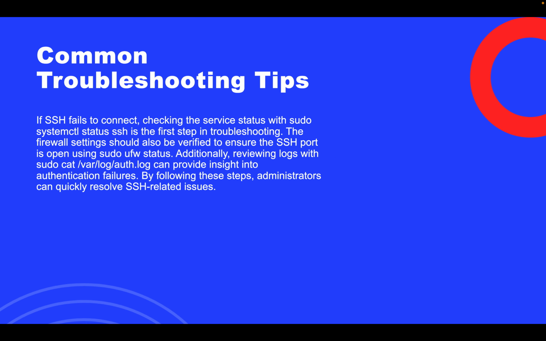For troubleshooting tips, if SSH fails to connect, checking the service status with sudo systemctl status ssh is the first step in troubleshooting. The firewall settings should be verified to ensure that the SSH port is open using sudo ufw status. Additionally, reviewing logs with sudo can provide insight into authentication failures.